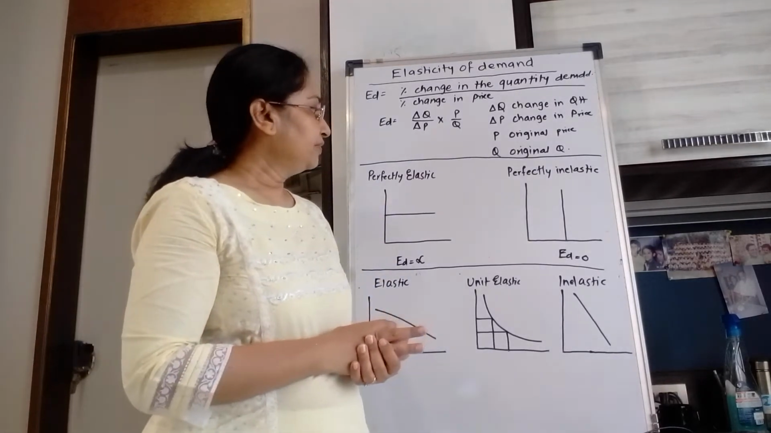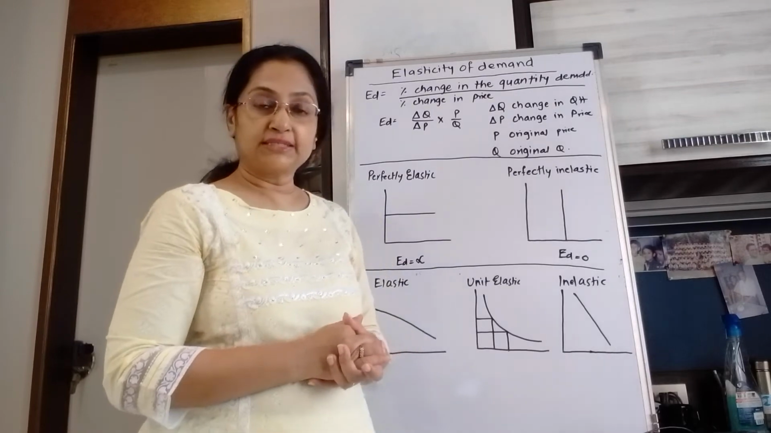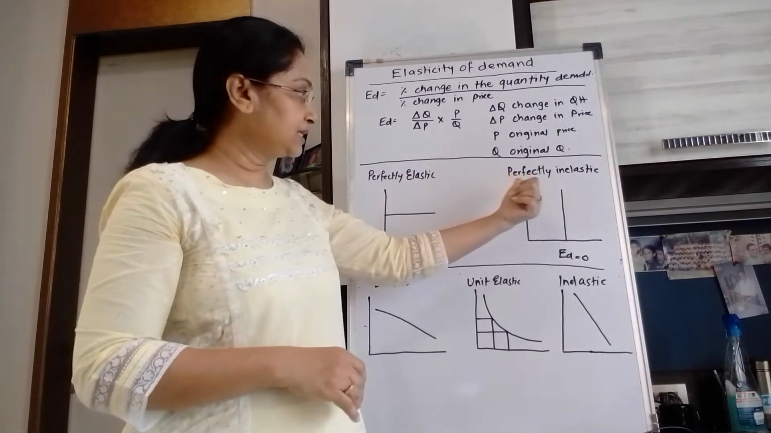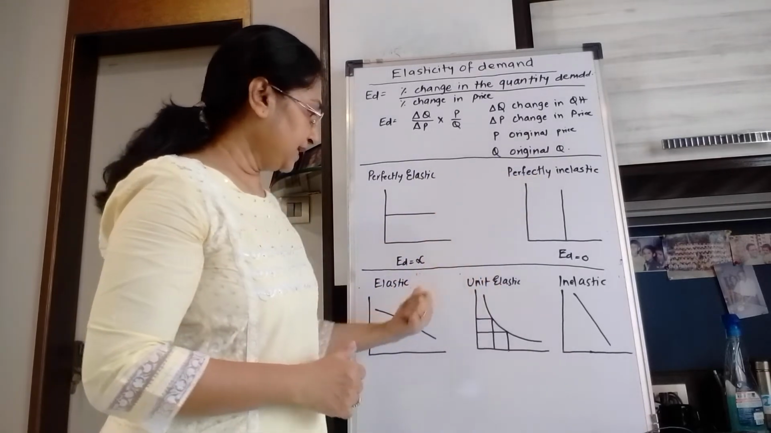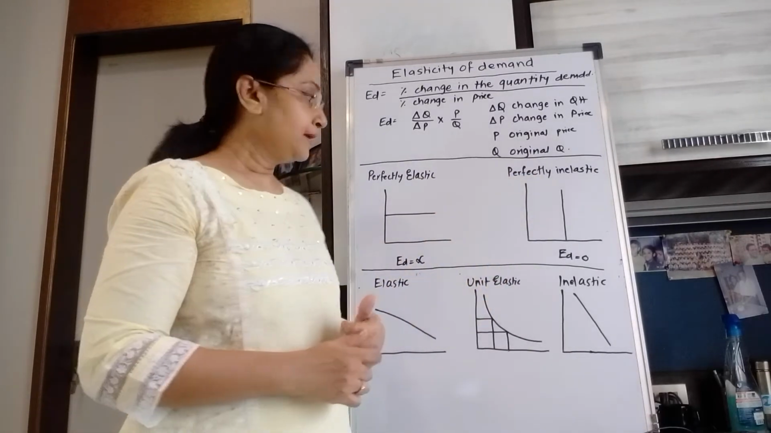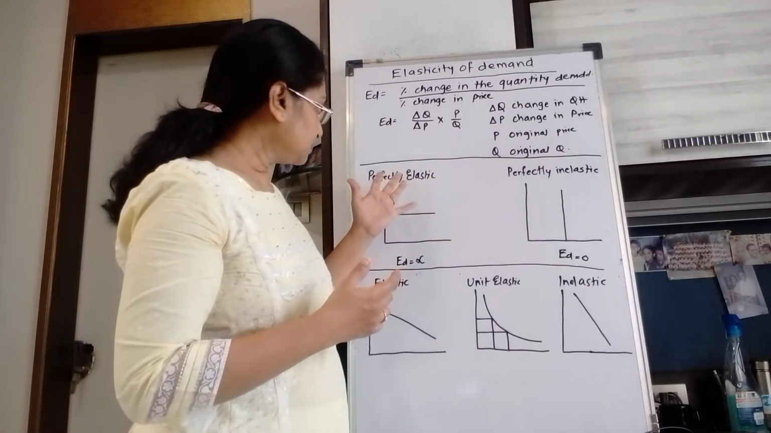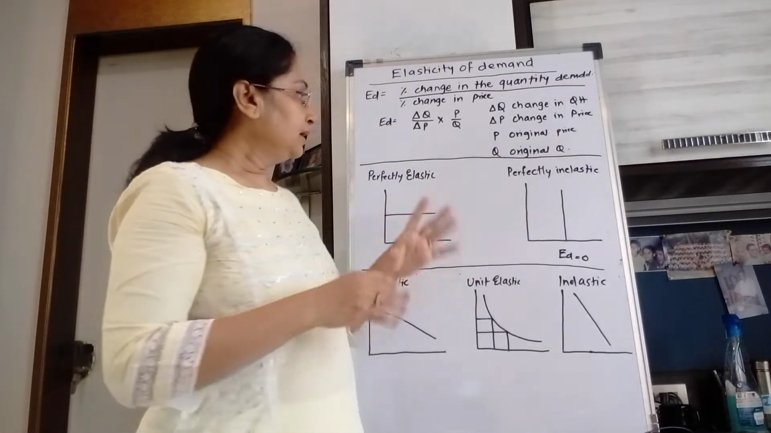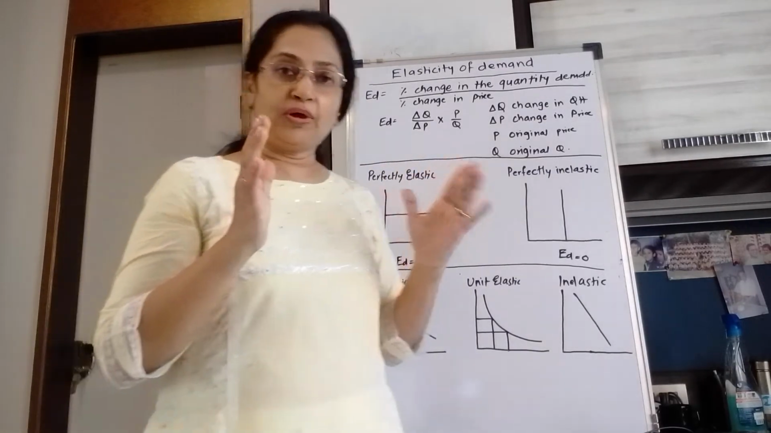Having understood that, we will see what are the 5 categories of elasticity of demand. We have perfectly elastic demand, perfectly inelastic demand, unit elastic demand and inelastic demand. Now you will say, Miss, there is perfectly elastic and elastic and perfectly inelastic and inelastic. What's the difference? So let's go one by one.